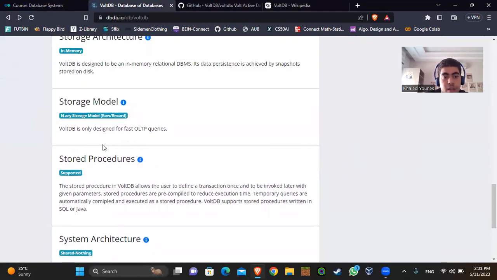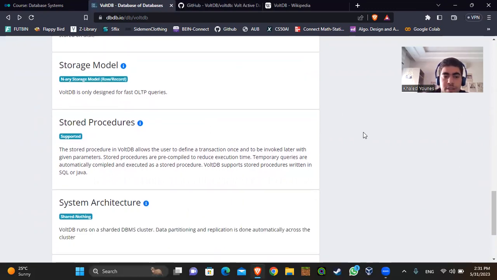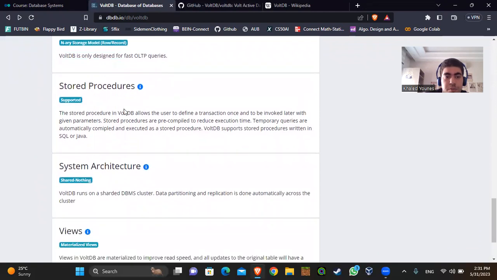Storage model. VoltDB is only designed for fast OLTP queries, so it requires online real-time transactions. That's why it's vital that it is an ACID compliant database. Stored procedure. The stored procedure in VoltDB allows the user to define a transaction once and to be invoked later with given parameters. So when you do a transaction or a procedure, you only define it originally once. It can be changed, edited, or invoked later with the given parameters that you provided in your transaction.